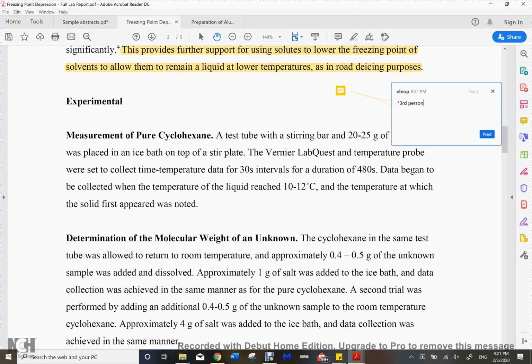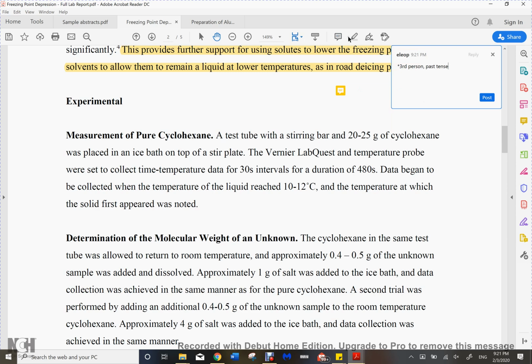Again, it's third person and past tense. So instead of saying, place the stirring bar in an ice bath on a stir plate, you'll notice we said a test tube with a stirring bar and 20 to 25 grams of cyclohexane was placed. So there's your past tense. And the third person is when we're listing the items themselves. A test tube was placed in an ice bath on top of a stir plate.